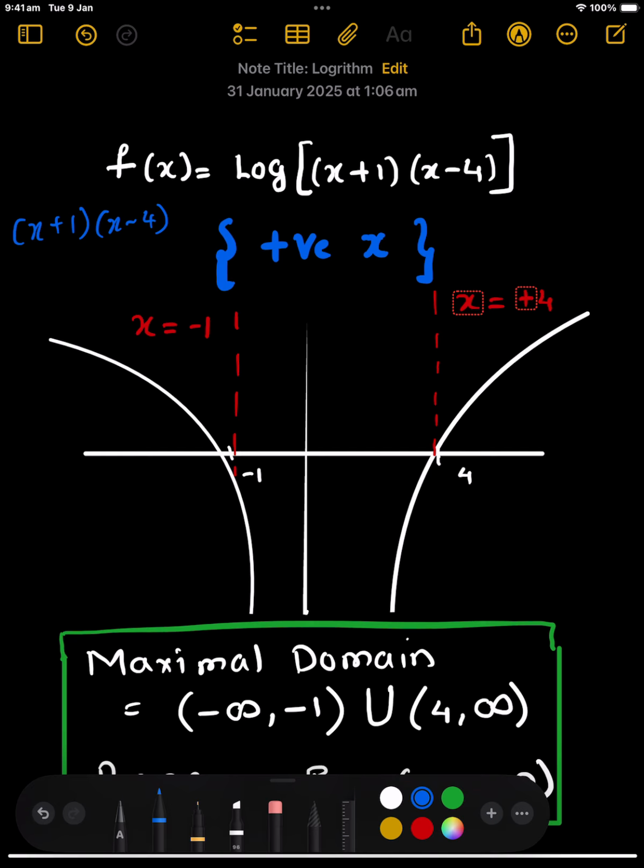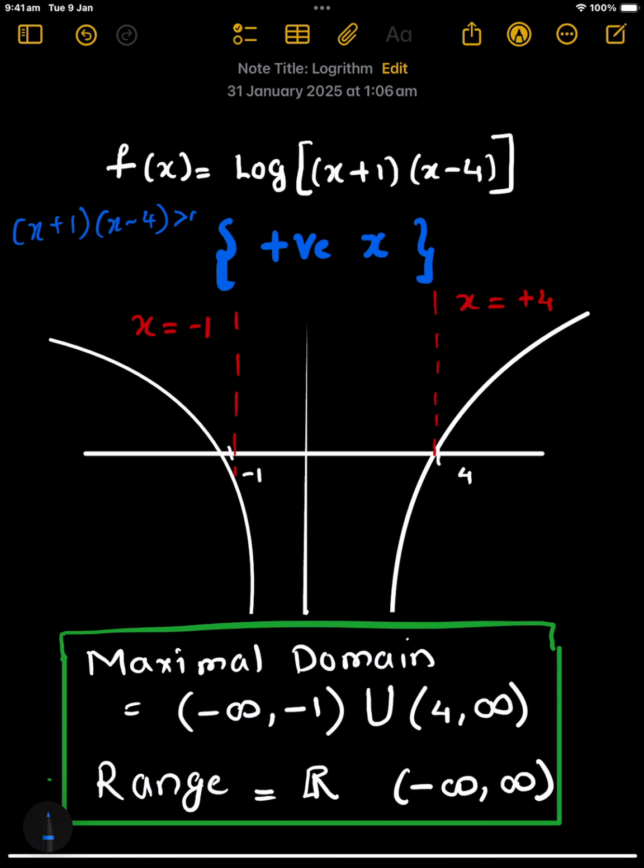Here's how to find the maximal domain of log functions. So in our first example, we've got log of (x + 1)(x - 4). So if we make x + 1 and x - 4 greater than 0, we'll get x is greater than -1 and x is greater than 4.